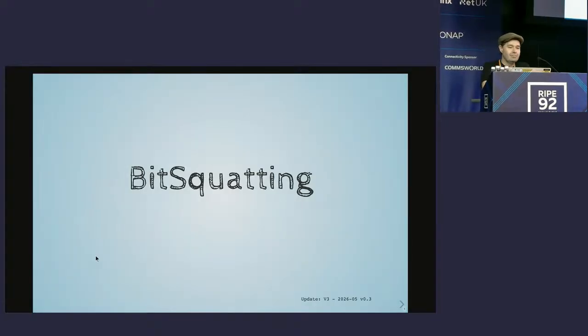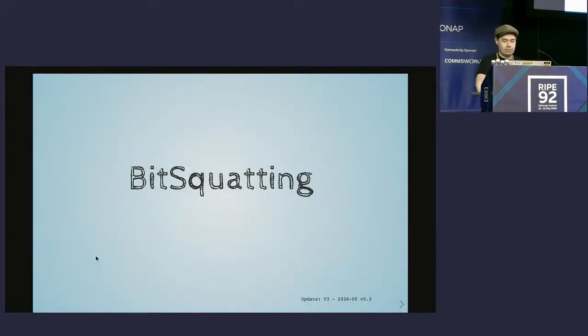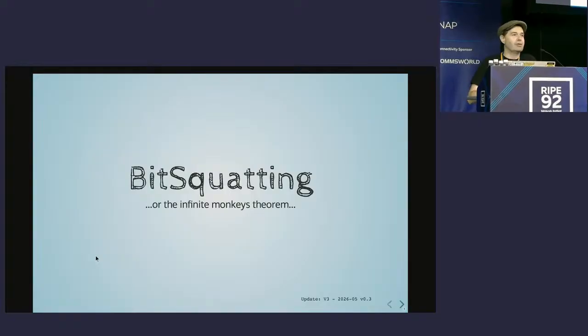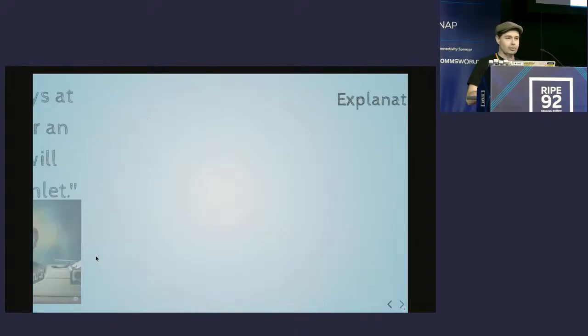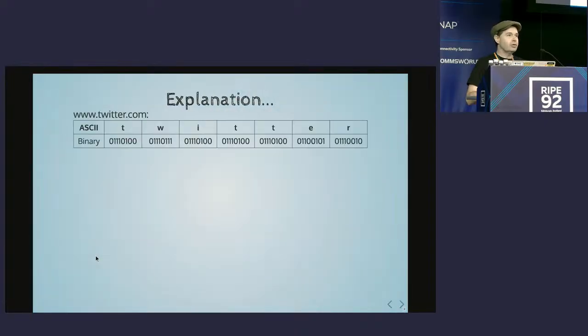So, bit squatting, or the infinite monkeys theorem. This is an update from some work done in 2011 and 2018. But presumably everybody's heard that an infinite number of monkeys hitting keys at random will eventually produce the work of Shakespeare. Is something like this actually true? So a little bit of background.